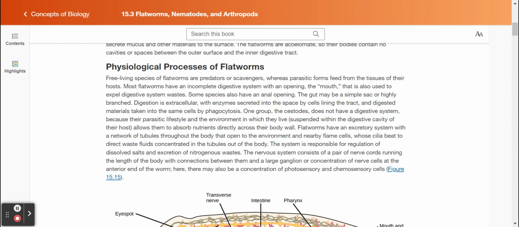One group, the cestodes, does not have a digestive system because their parasitic lifestyle and the environment in which they live, suspended within the digestive cavity of their host, allows them to absorb nutrients directly across their body wall. Flatworms have an excretory system with a network of tubules throughout the body that open to the environment and nearby flame cells, whose cilia beat to direct waste fluids concentrated in the tubules out of the body. The system is responsible for regulation of dissolved salts and excretion of nitrogenous wastes.